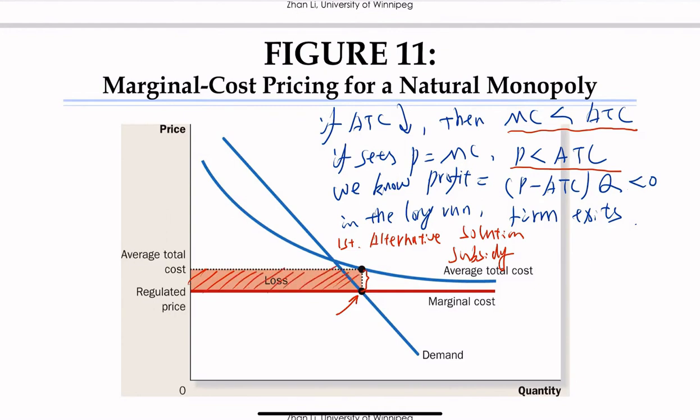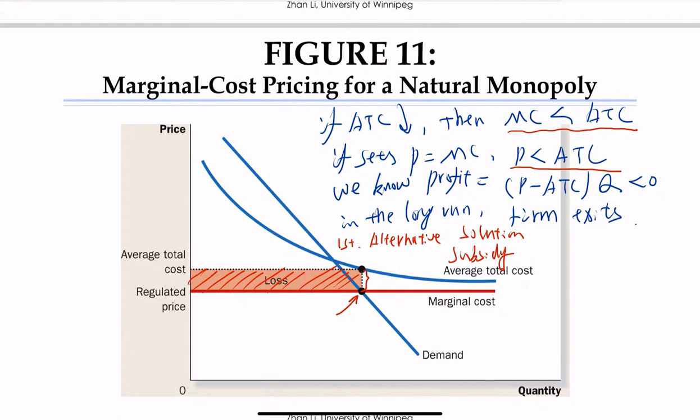And now the government can actually ask the firm, hey, what is your loss? If you have a loss of $100 million, then I will give you a subsidy of $100 million. This will offset your loss, right? The government can do this. But what's the potential cost of doing this?